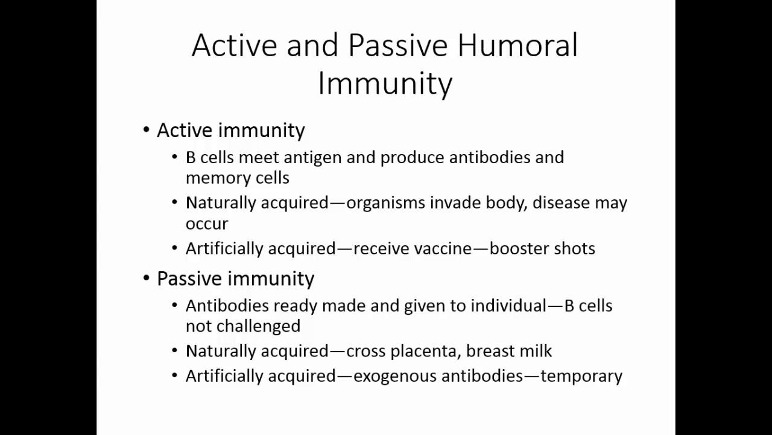Artificially acquired passive immunity is when you are given some sort of exogenous antibody made outside of your body but given to you to protect you immediately from disease. For example, snake venom is a toxin. They can give you antivenom that will react against the snake venom that protects you, but if you get snake bitten again, you won't have any antibodies to that snake venom. So this is a temporary kind of immunity.